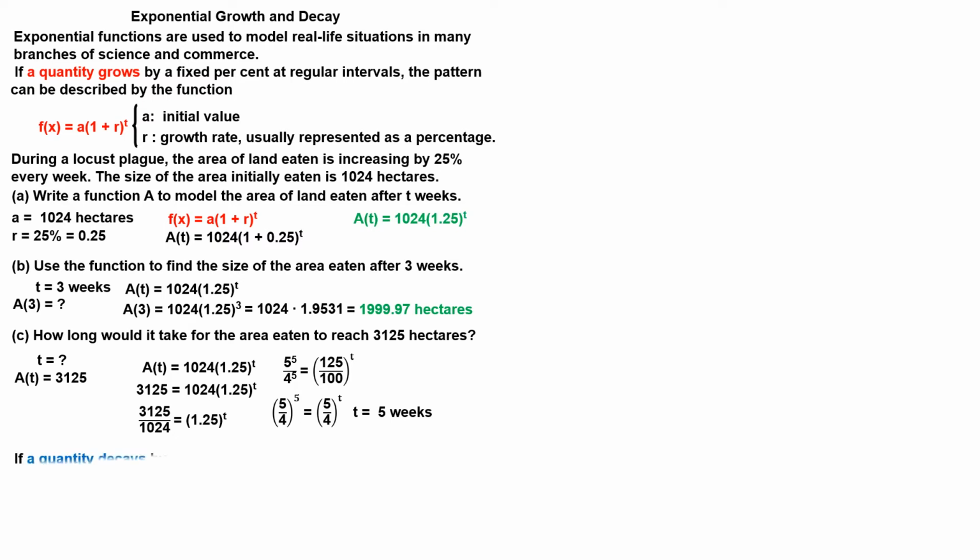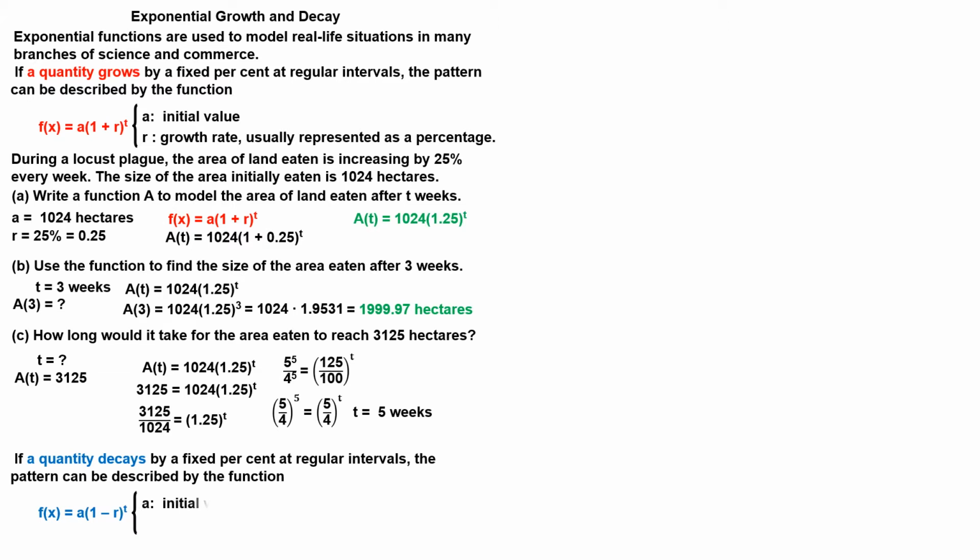If a quantity decays by a fixed percent at regular intervals, the pattern can be described by the function. A is the initial value. R is the decay rate, usually represented as a percentage. Let's see how it works.